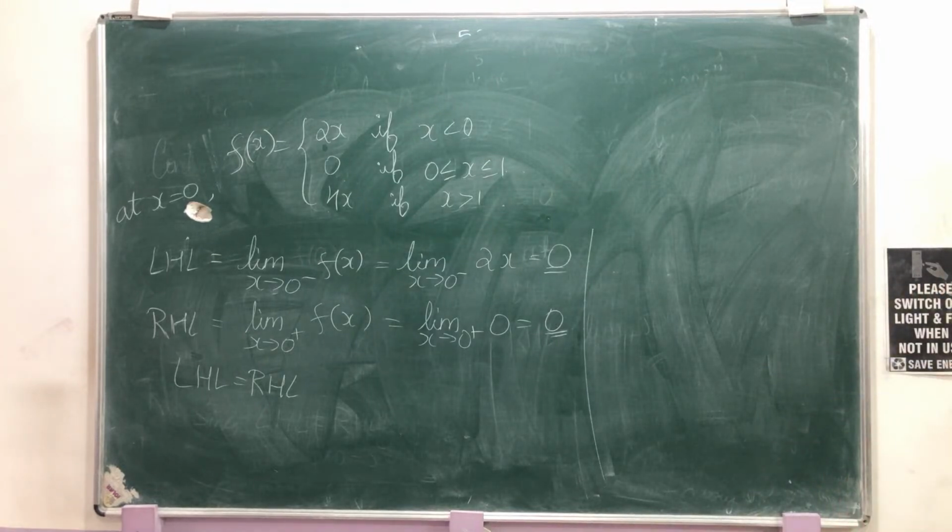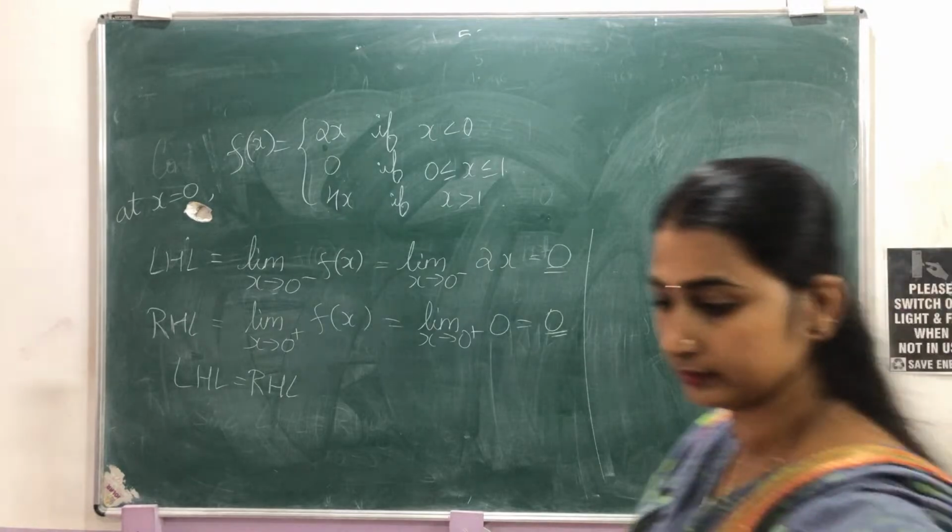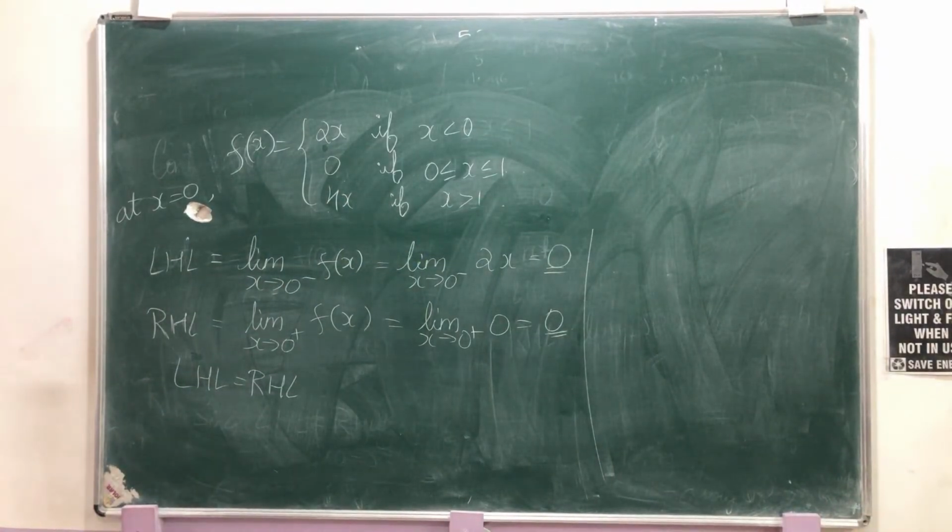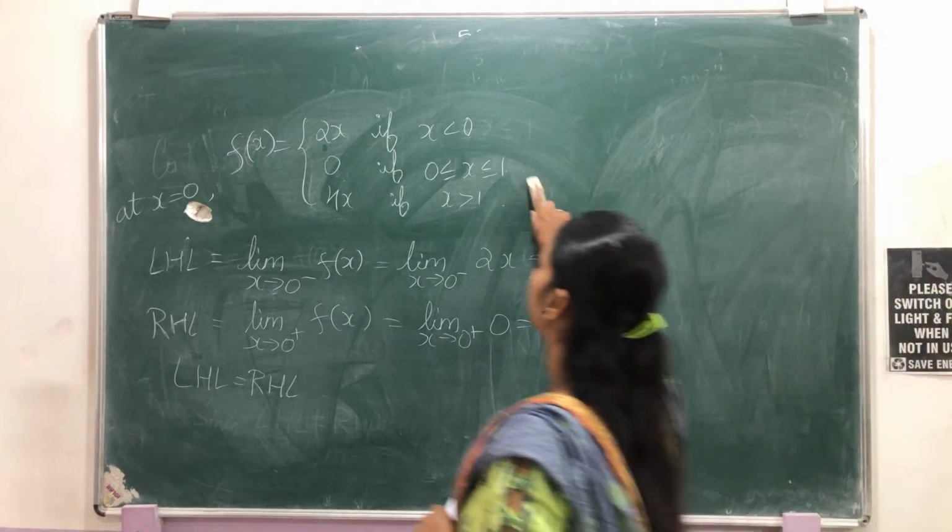Which one? Less than 10, only the left hand limit is there. So use the first definition, this one. Correct. Next question. F of x equal to minus 2.